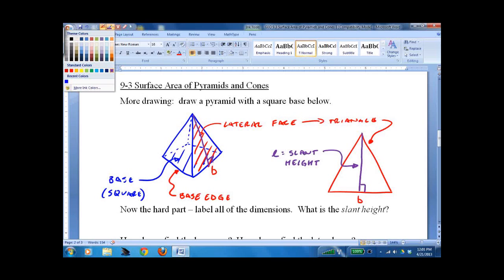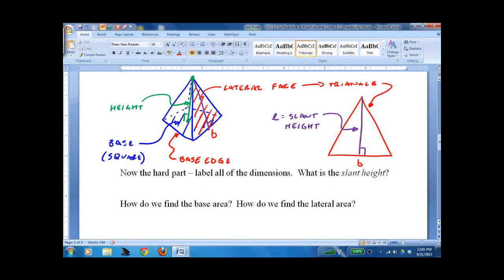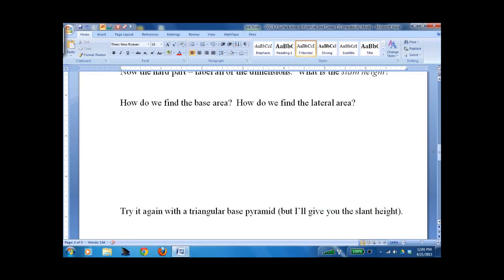Last but not least, I'm running out of colors. I'll try it in green. If you go straight down the middle, we would call that the height. So this is tricky, very tricky math. Let's do that all again, preferably without all the nasty labels.